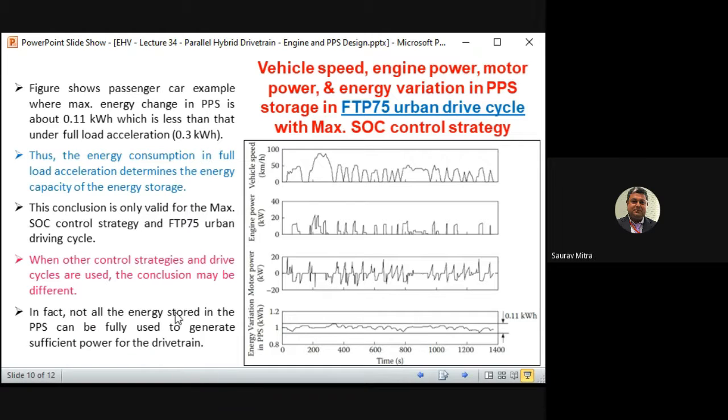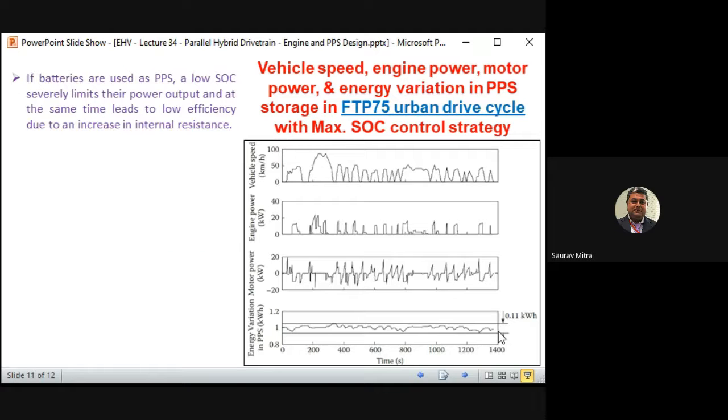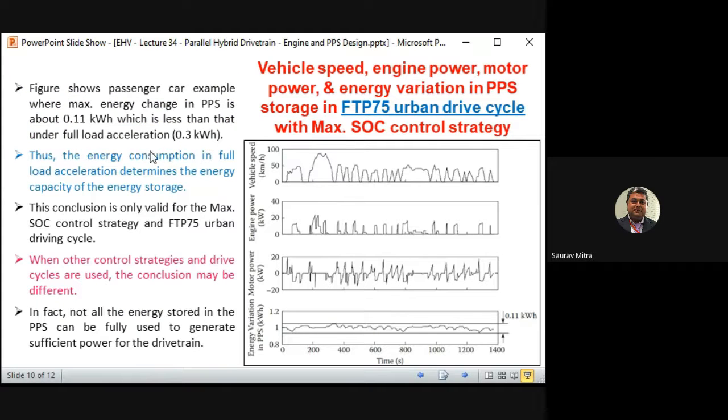In fact, not all the energy stored in the PPS can be fully used to generate sufficient power for the drivetrain. So that is what is found: if 0.3 is the maximum that can be supplied by the PPS, here 0.11 is required. So almost 0.19 kilowatt hour is in the storage, which is not utilized in urban driving. So here on this page, all these five statements are only comparing that 0.3 with 0.11. Nothing else they are doing.